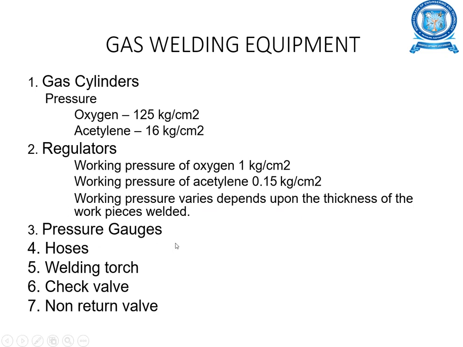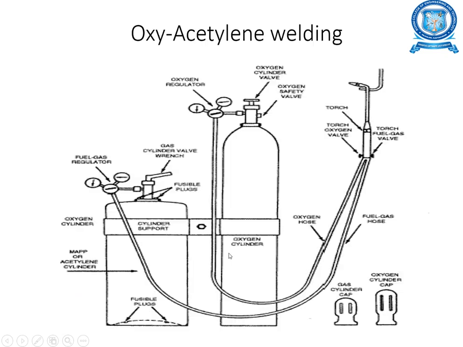And you have the pressure gauges, hoses, welding torch, check valve, and non-return valve. All these parts have been explained here. This is the oxygen cylinder, the bigger one, and this is the acetylene cylinder. You have the oxygen regulator valve and the acetylene regulator valve, and this is the welding torch, which is connected by oxygen and acetylene hoses to the cylinders.